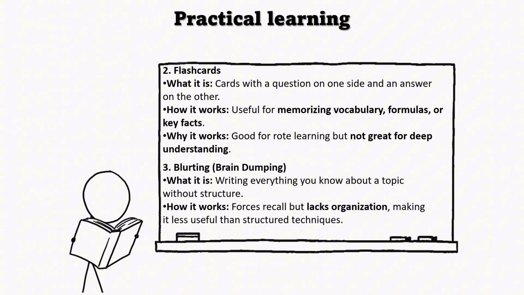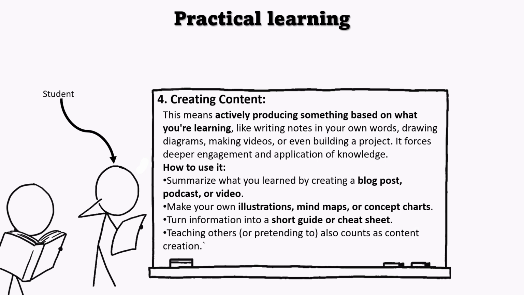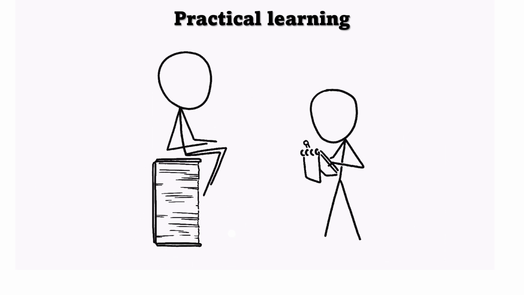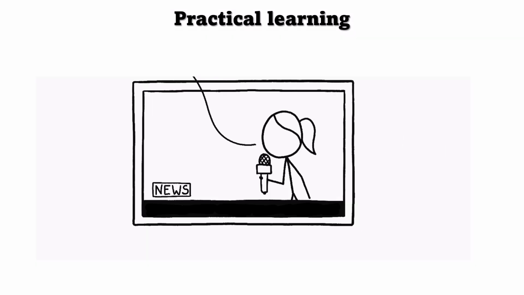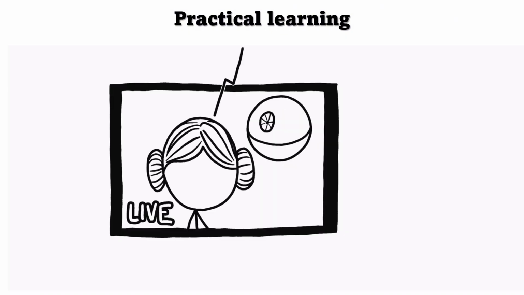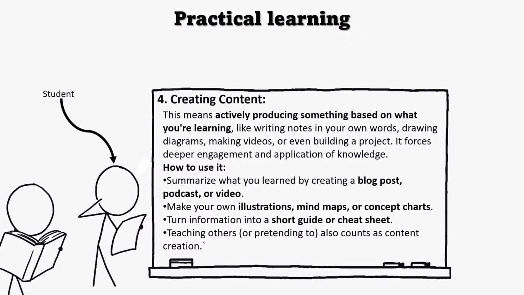4. Creating content. This means actively producing something based on what you're learning, like writing notes in your own words, drawing diagrams, making videos, or even building a project. It forces deeper engagement and application of knowledge. How to use it: summarize what you learned by creating a blog post, podcast, or video. Make your own illustrations, mind maps, or concept charts. Turn information into a short guide or cheat sheet. Teaching others, or pretending to, also counts as content creation.